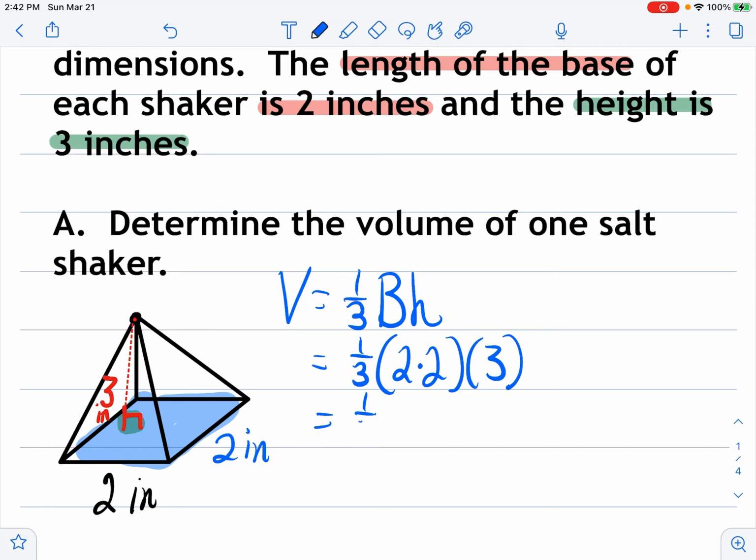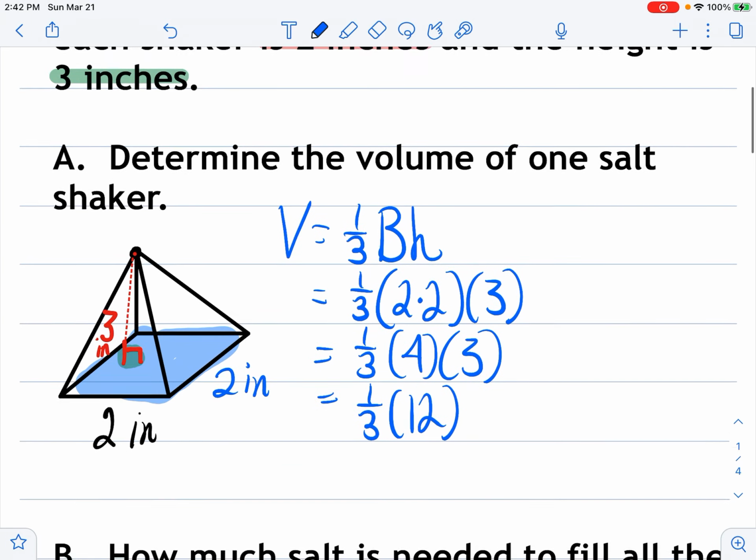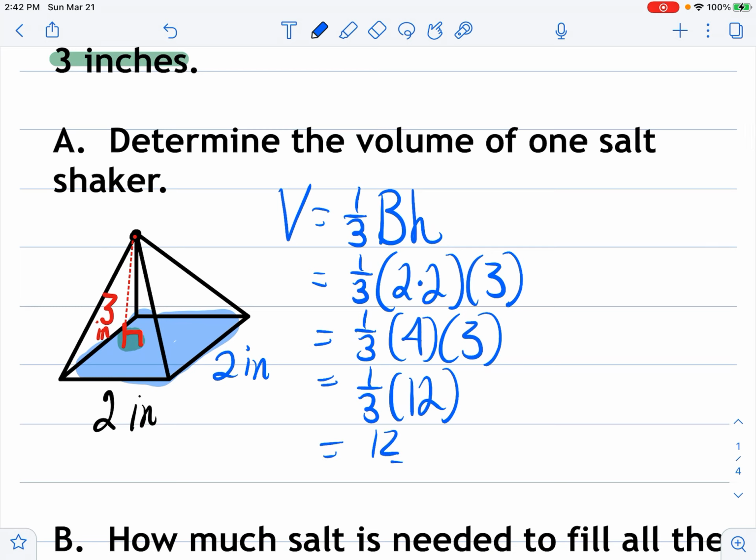Go ahead and multiply 2 and 2 together. We get 4 times 3. 4 times 3 becomes 12. And 12 over 3 becomes 4 cubic inches. Okay, so that is the volume of one salt shaker.